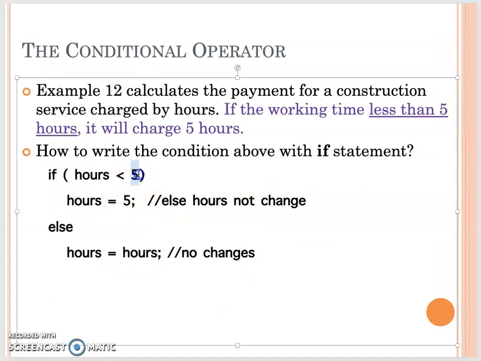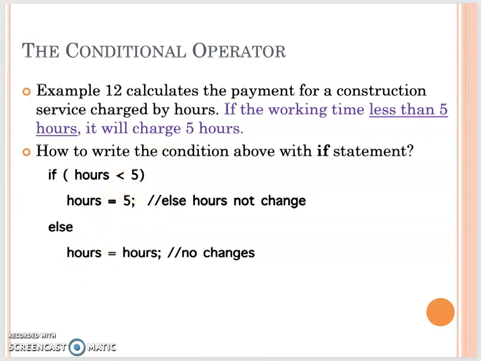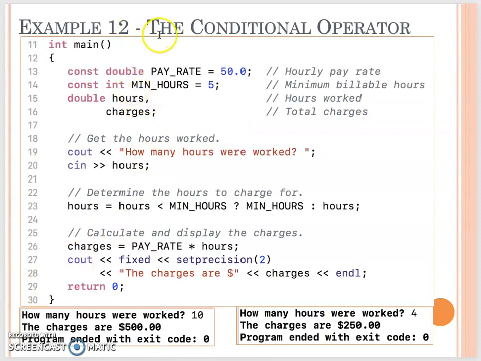The only difference is the minimum hour is 5. In the if-else statement, we write the 5, but here in example 12, we write that as a constant number. Just in case, if we make that a constant, in the future if the minimum hours become 8, I can just change the 8, and my logic is still the same. So that's how we use the conditional operator here.